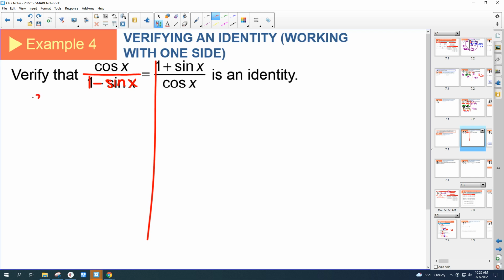Let's switch it to algebra. I'm code switching here. We were in trig mode, now we're in algebra mode. If I've got c over 1 minus s, I'm going to use that conjugate trick and multiply by 1 plus s over 1 plus s. That's my conjugate trick.